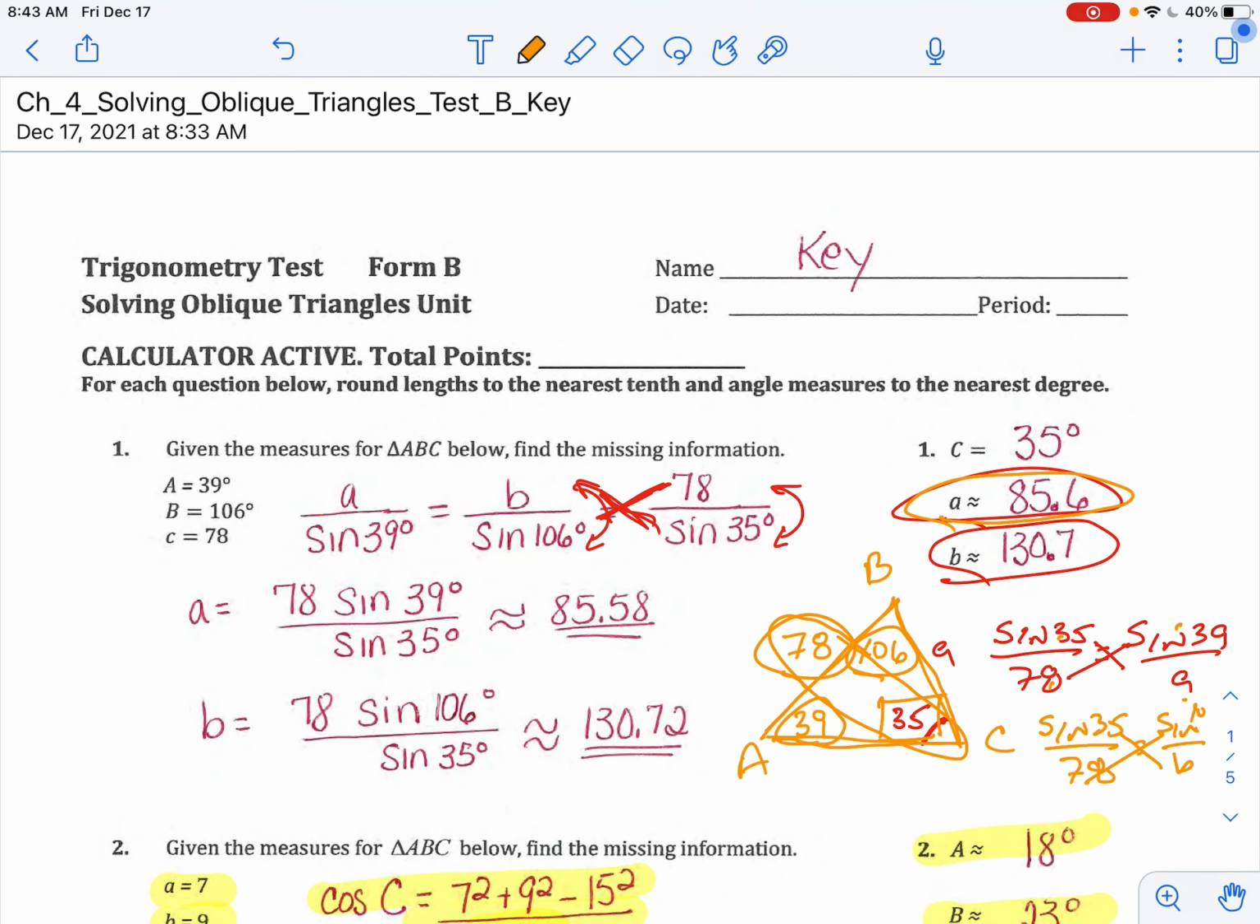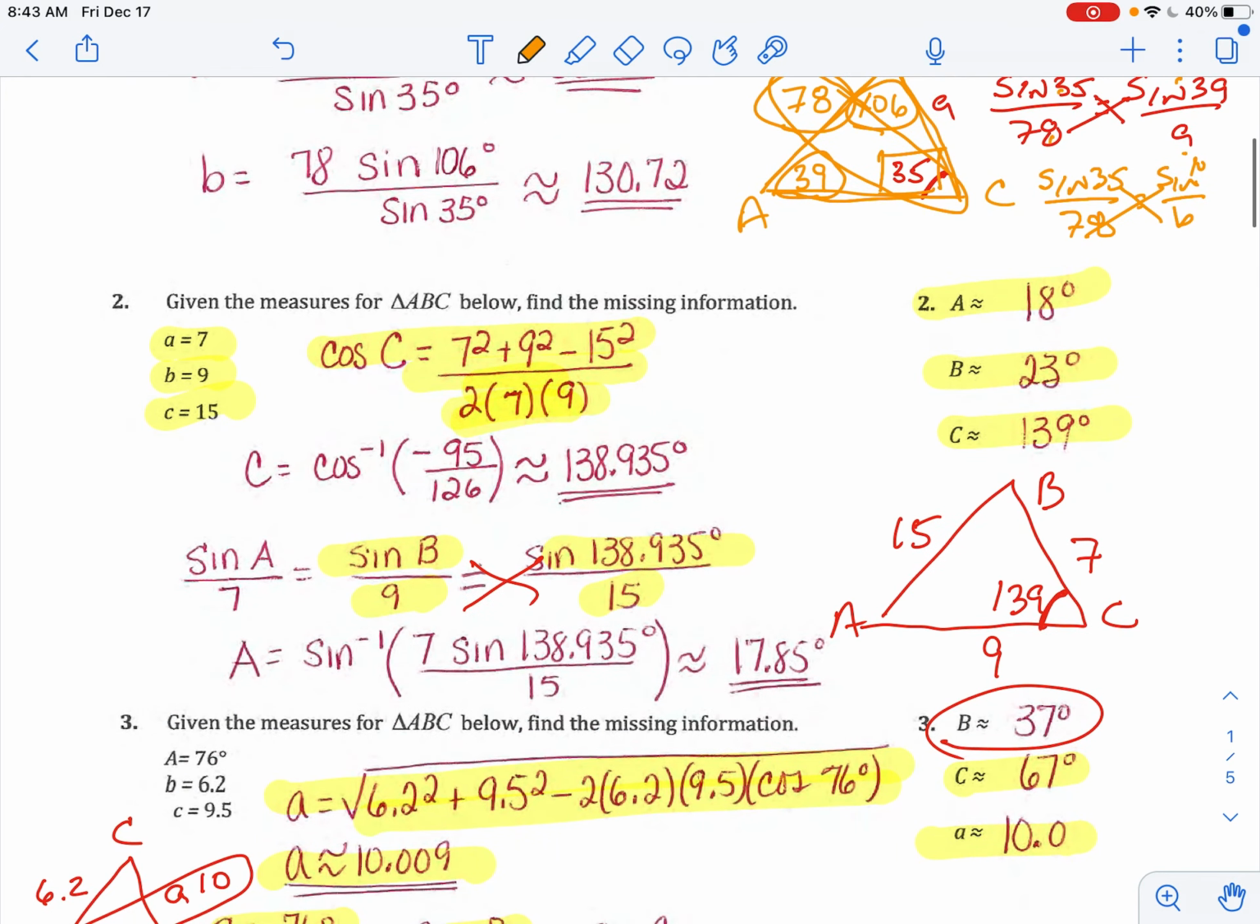Okay? For number 2, you have 3 sides. So again, I would draw the triangle if you want, right? And when I plug them in here, then I would have 9, 7, and 15. And then if I go through here, the first thing I do is find one angle. So if we go through and find letter C, there is a formula in your sheet that does this. Otherwise, you can do law of cosines. So if I do that right, I'm going to get 139 degrees.